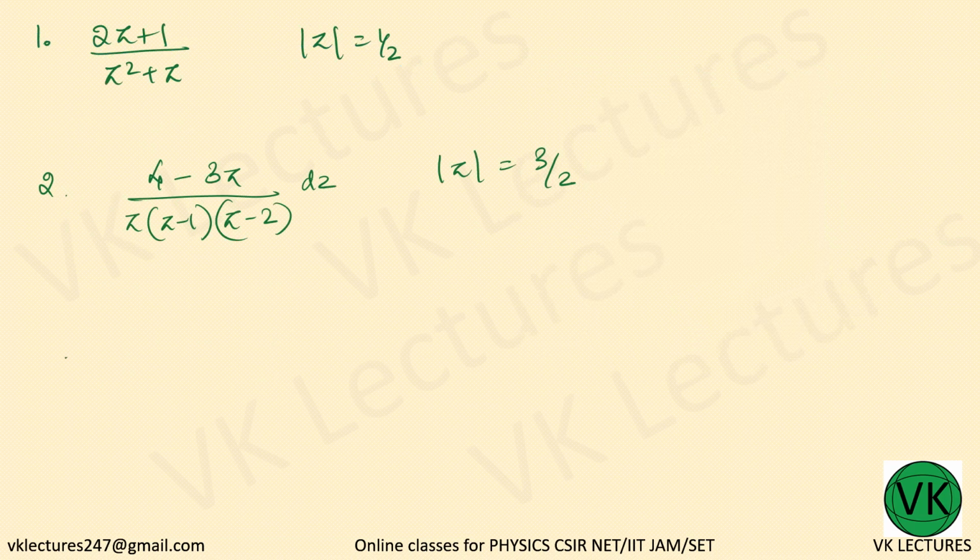Here are two questions that you can consider doing as practice work. First, 2z plus 1 divided by z square plus z, with mod z equal to half. Second question, 4 minus 3z divided by z into z minus 1 into z minus 2. For both, find the integral over C, where in the second case the curve is given by mod z equal to 3 by 2.